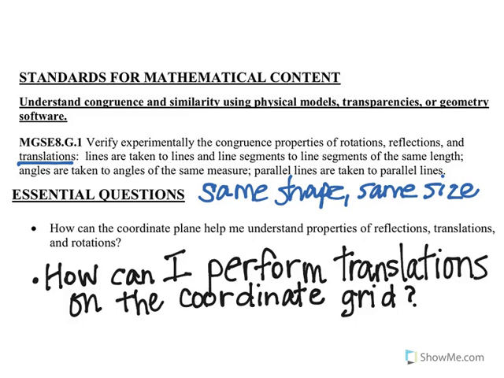So your essential questions today are: how can the coordinate plane help me understand properties of reflections, translations, and rotations? And again, we're looking at translations today. And your next essential question: how can I perform translations on the coordinate grid?